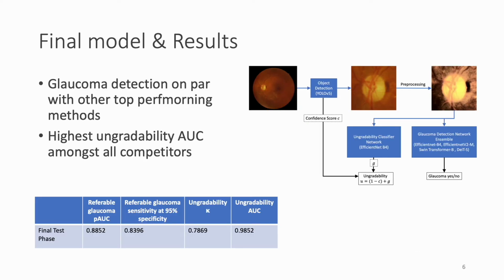Using this approach for the final submission, we achieved evaluation results for the glaucoma detection that are on par with other top-performing competitors. In this case, we achieved a partial AUC of approximately 0.88 and a referable glaucoma sensitivity at 95% specificity of 0.84. For ungradability AUC, in fact, our approach was the top-performing approach among all other methods and achieved an ungradability AUC of 0.98 and an ungradability kappa of 0.78.